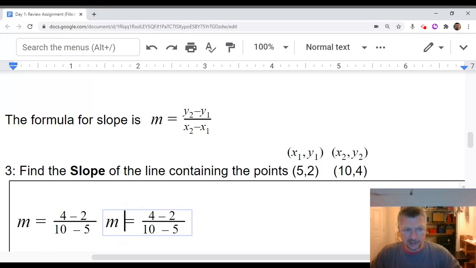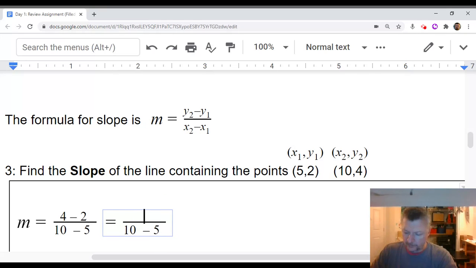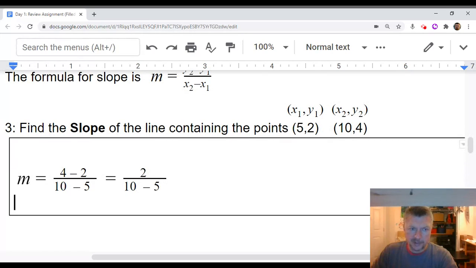Copy paste again. 4 minus 2 is 2. And 10 minus 5 is 5. So the slope is 2/5. That's your answer. Let me make this line up a little nicer. There we go. 2/5. Okay. That one's done.